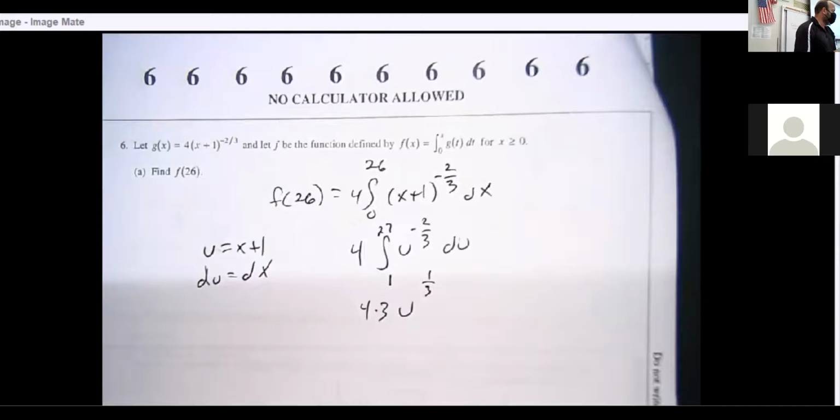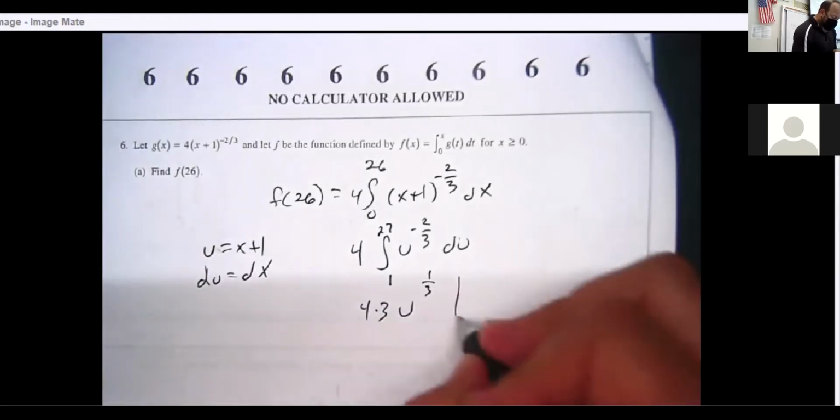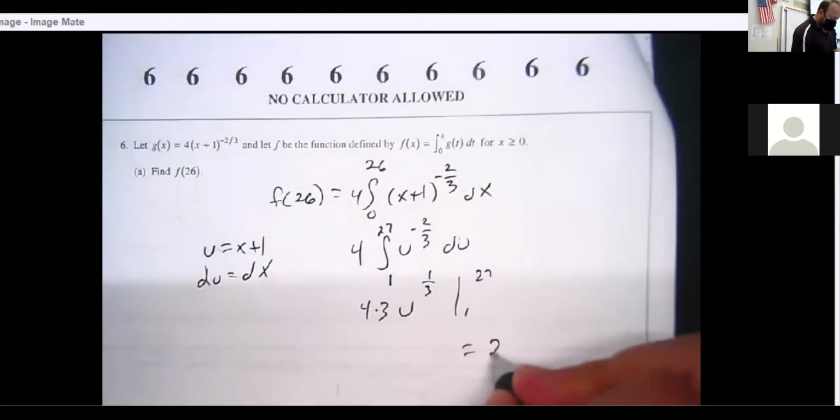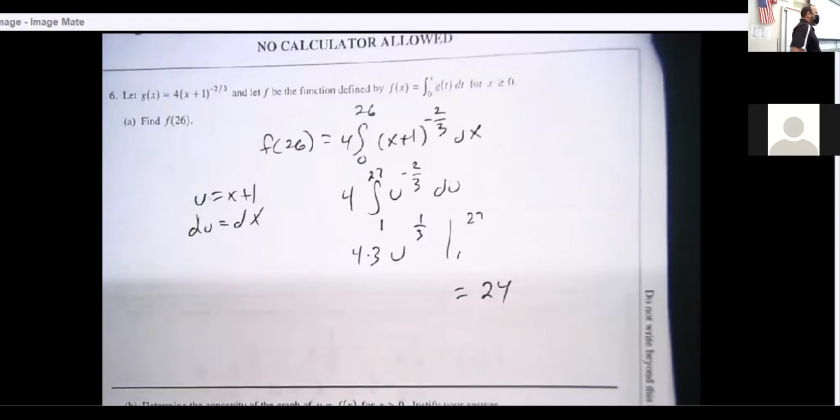Careful about that. Divide by that 1/3. It's like multiplying by 3. From 1 to 27, do some math. The number 24 pops because we're going to take the cube root of 27, multiply by 12, and then the cube root of 1 and multiply by 12.